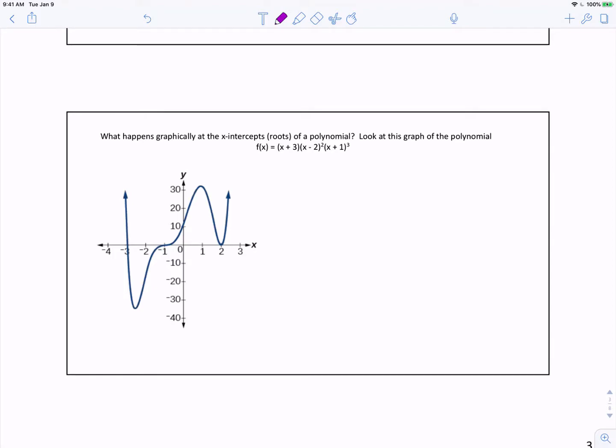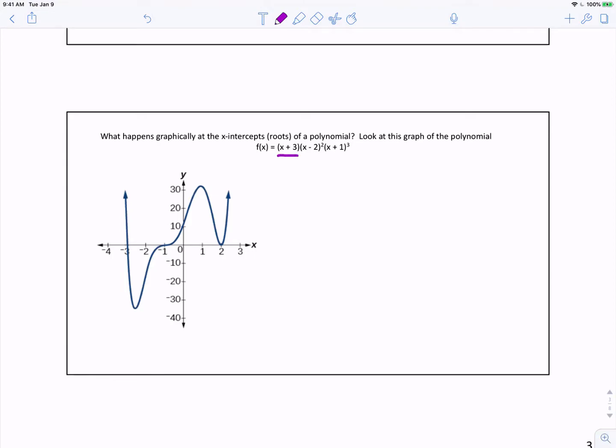In this next section, we're going to take a look at what happens graphically at the x-intercepts, or in other words, the roots of a polynomial. So let's look at the graph of this polynomial. f(x) is equal to (x + 3)(x - 2)^2(x + 1)^3. So first let's take a look at the roots of this polynomial.